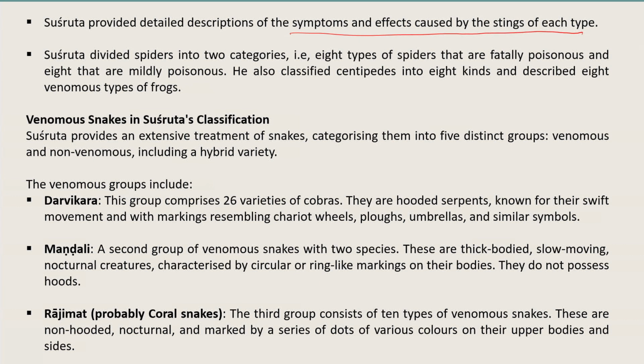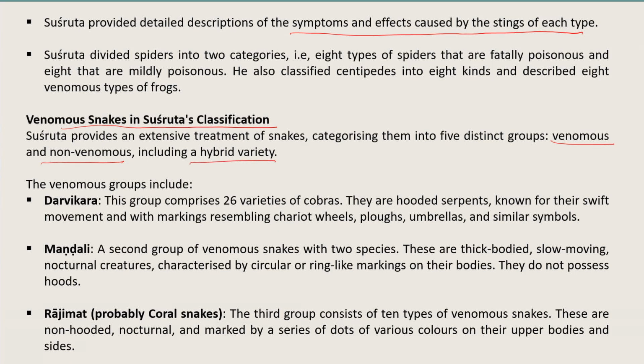Sushrut divided spiders into two categories. For instance, 8 types of spiders that are fatally poisonous and 8 that are mildly poisonous. He also classified centipedes into 8 kinds and described 8 venomous types of frog. Venomous snakes in Sushrut's classification. Sushrut provided an extensive treatment of snakes, categorizing them into 5 distinct groups: venomous and non-venomous, including a hybrid variety.